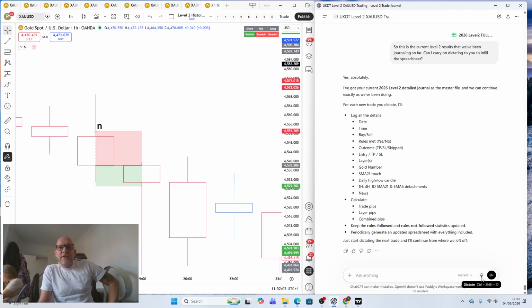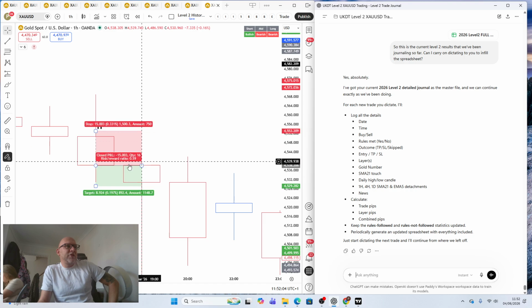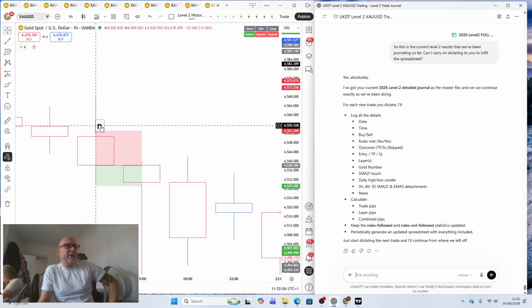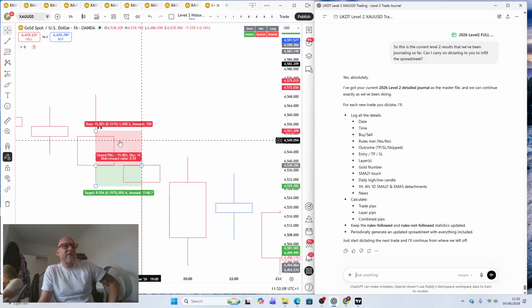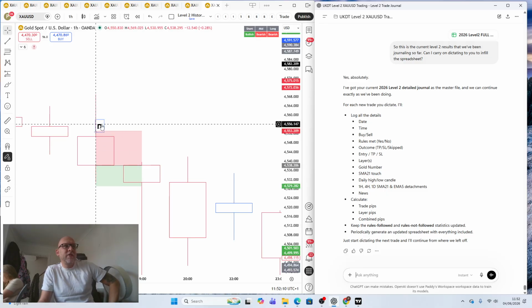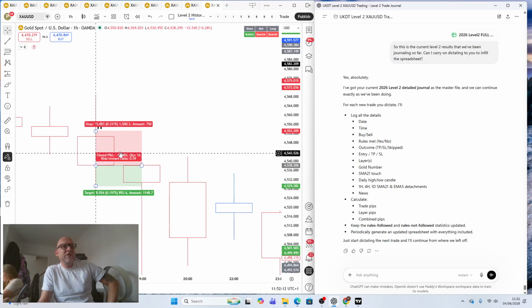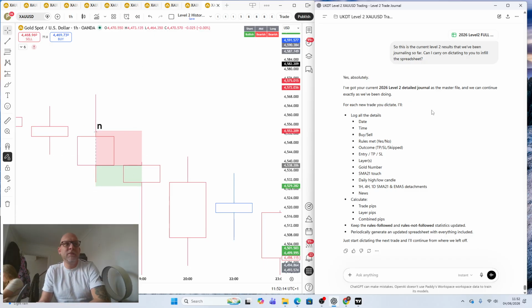If I come into it, I've got a previous trade here and it's got N, so it met my basic rules, but it didn't meet my personal rules, so I didn't take it. So I'm going to use this as an example of how to journal. And it's already built my spreadsheet, so you can see my spreadsheet up here.